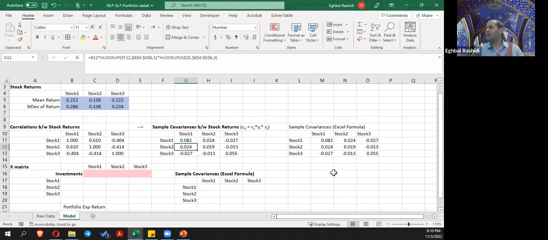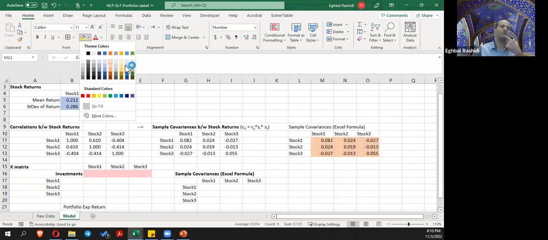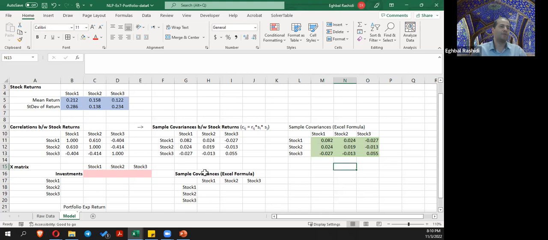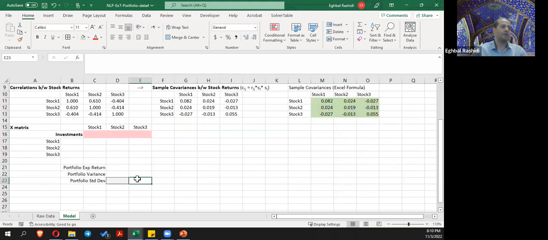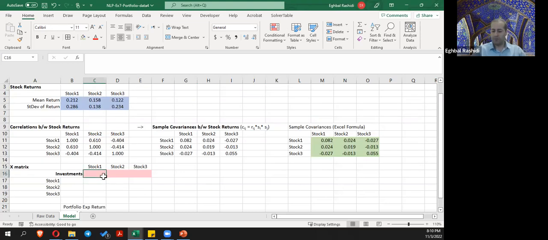So all in all, what I cared about was finding the sample covariance, these values. These values are important, so I'm going to use another color to show them here. So this is going to be my portfolio. The portfolio should add up to one. That was one of the requirements, of course.